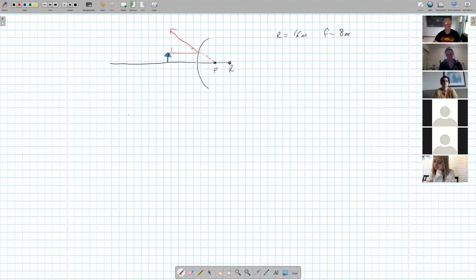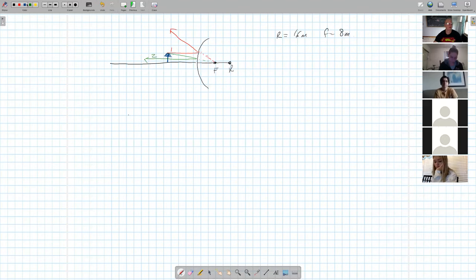Ray number 2 then is going to go down as if it's going to pass through this focal point, but it's going to interact with the mirror and then bounce off backwards. Okay, so this one's going to come through here. But when it interacts with the mirror, it gets reflected back parallel to the principal axis. So this is ray number two.